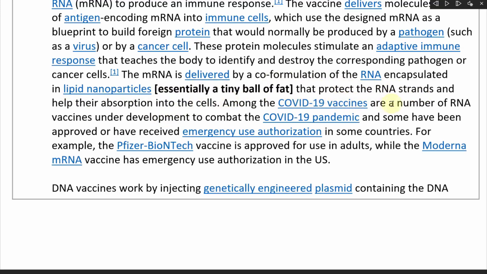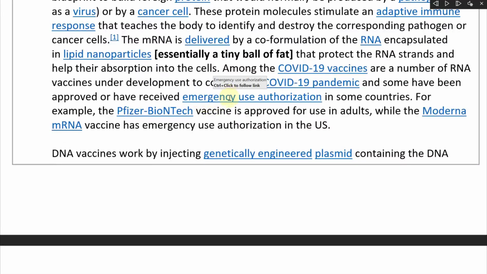Among the COVID-19 vaccines are a number of RNA vaccines under development to combat the COVID-19 pandemic, and some have been approved or have received emergency use authorization in some countries. For example, the Pfizer-BioNTech vaccine is approved for use in adults, while the Moderna mRNA vaccine has emergency use authorization in the US. Interesting. So let's continue further.